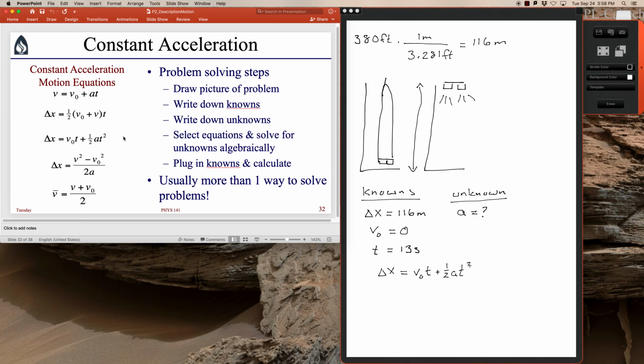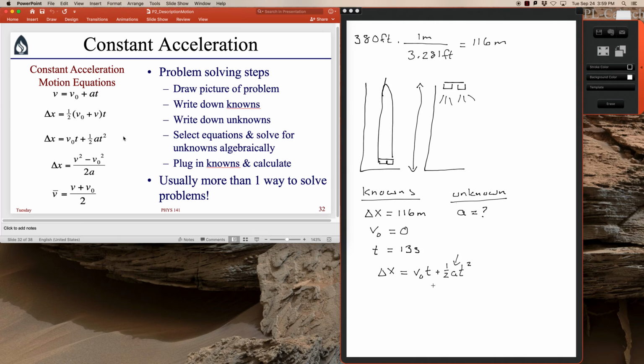And the thing I want to find is the acceleration. So the next step would be to solve this equation algebraically for the acceleration. The tempting thing is to just plug in numbers, but if I just plug in numbers, I'll be doing a lot more individual calculations with my calculator, and there's a lot more opportunity then to make some mistake that might cost me a bunch of time later.